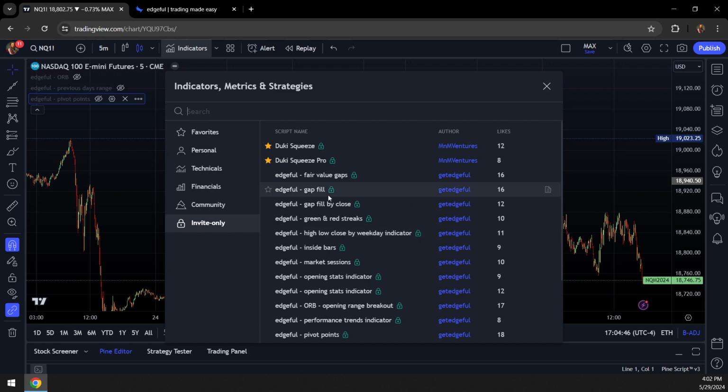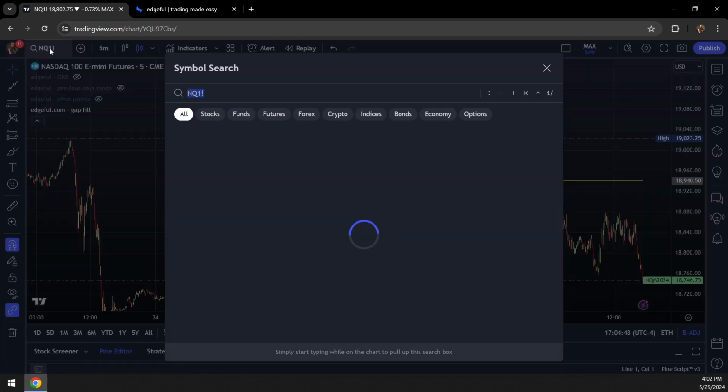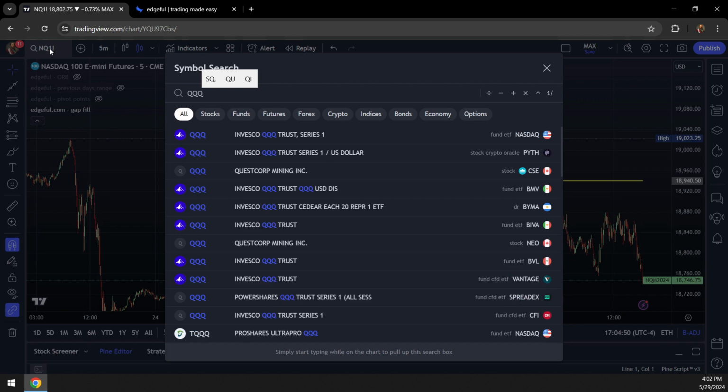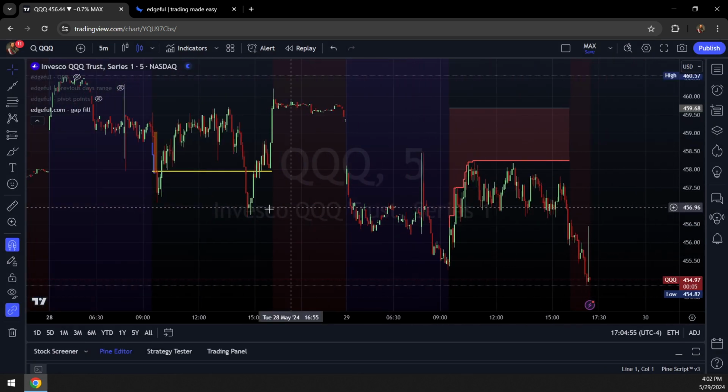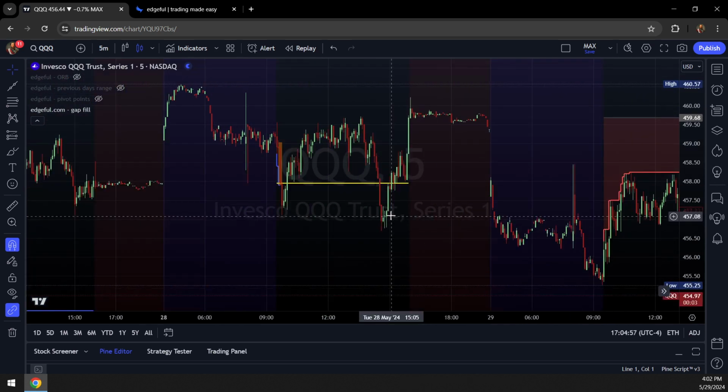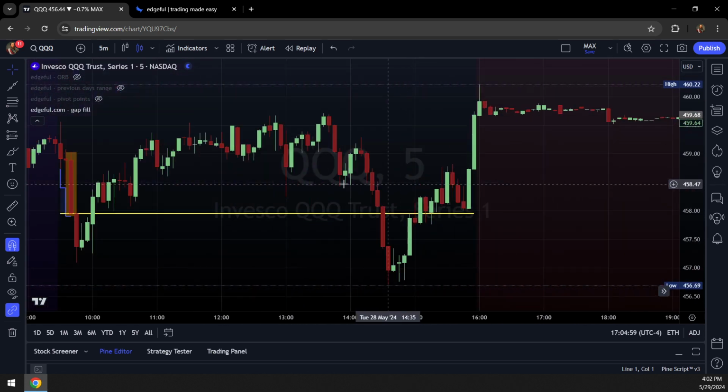Oh, let me show you guys the gap fill. I really like this one. This will probably be the last one. I'll just go over here. So, QQQ gap fill indicator. Let's zoom in here. Let me resize. So we're going to go to yesterday.